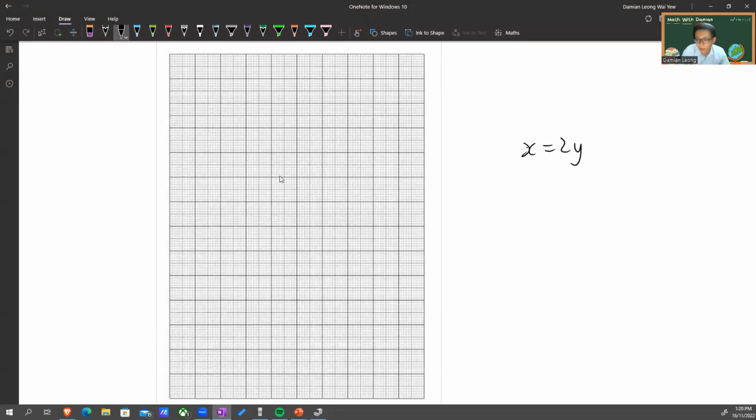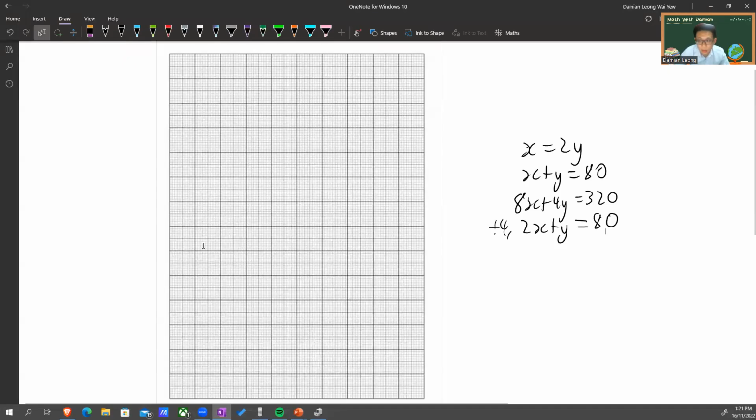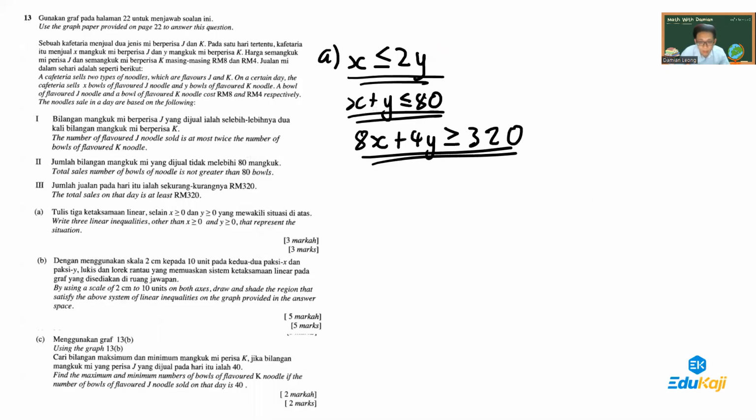X equals 2y, X plus Y equals 80, and 8x plus 4y equals 320. This last one, I can divide everything by 4 to simplify to a smaller number, easier to calculate. Here, divided by 4, is 80. So the scale is 2 cm to 10 for both axes.